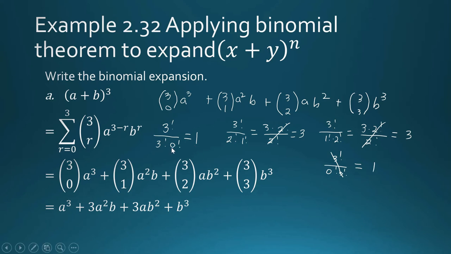So that's it. These are the values of our numerical coefficients. 3 taken 0 is 1, 3 taken 1 is 3, 3 taken 2 is 3 again, and 3 taken 3 is 1.